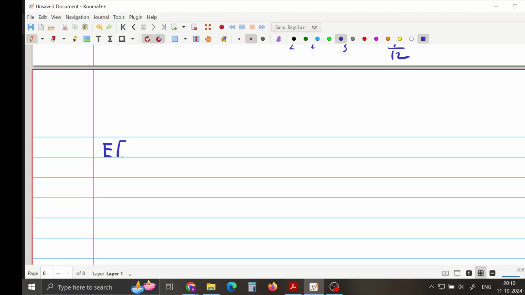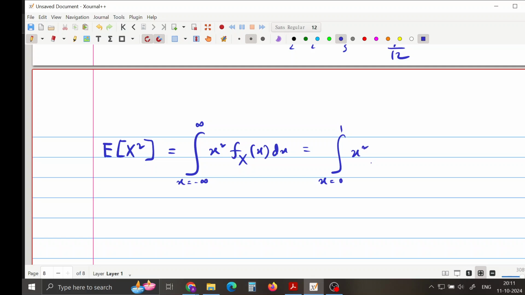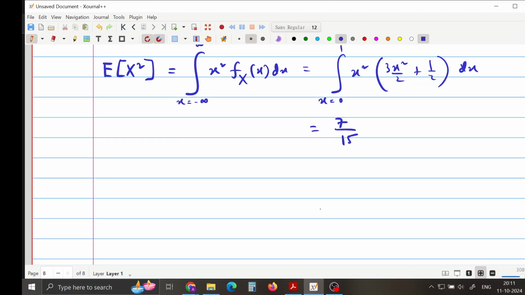So now expectation of x squared is also similarly x squared times the PDF of x dx, x running from minus infinity to infinity, and again effectively x runs from 0 to 1, we know, and the form of the PDF of x was 3x squared by 2 plus half, dx. And if you calculate this integral, this is 7 by 15.